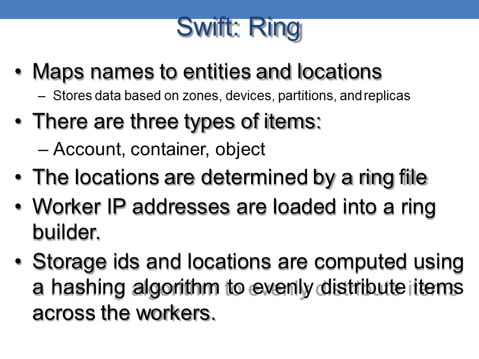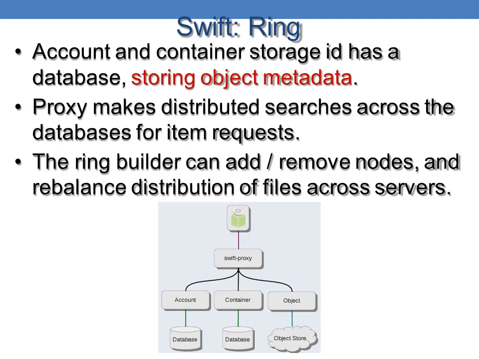The Swift ring maps names to entities and locations that store data on zones, devices, partitions and replicas. There are three types of items: account, container, object. The locations are determined by the ring file. Worker IP addresses are loaded into the ring builder. Storage IDs and locations are computed using a hashing algorithm to evenly distribute items across workers.